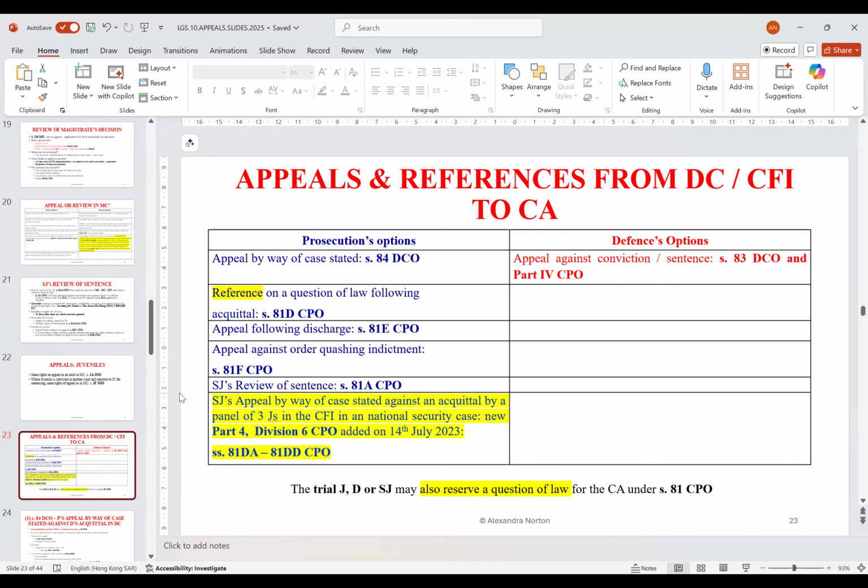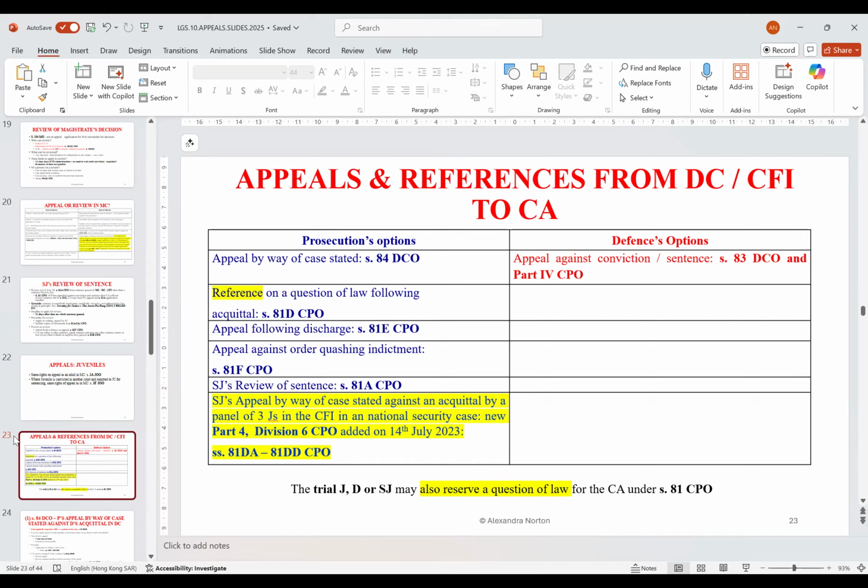Okay, so we are making very good progress through our slides. What I'm going to do before we take a break is go on and do a few more provisions, so that when we come back after the break, we can really focus on grounds of appeal for defendant against conviction and sentence.